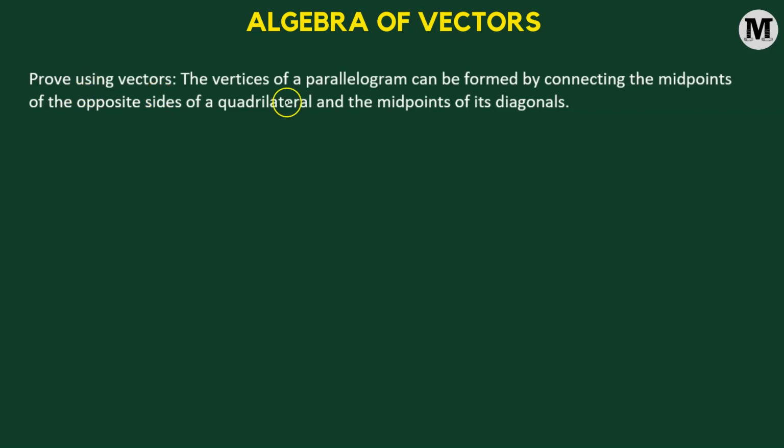Prove using vectors, the vertices of a parallelogram can be formed by connecting the midpoints of the opposite sides of a quadrilateral and the midpoints of its diagonals. Okay, let's try to understand it graphically.